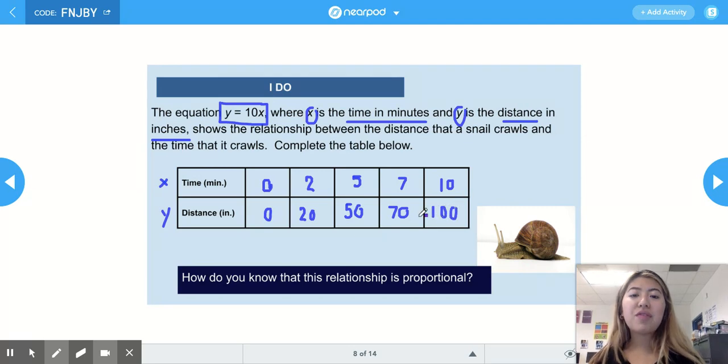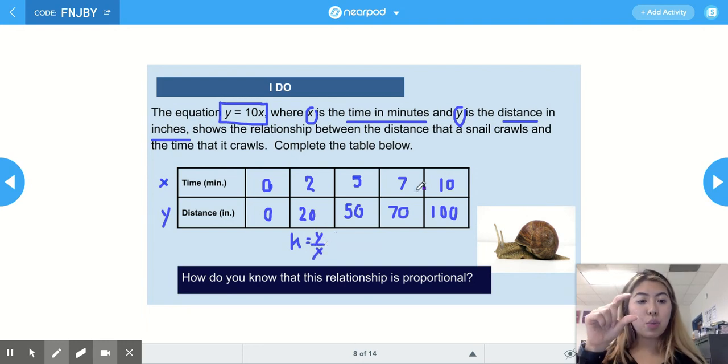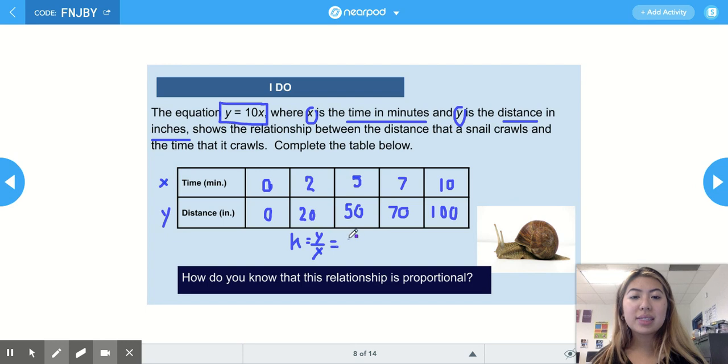And we can verify that this relationship is proportional, because if we divide our y by our x, or we basically find our constant of proportionality for each pair of points, 100 divided by 10 is 10, 70 divided by 7 is 10, 50 divided by 5 is 10, and 20 divided by 2 is 10.